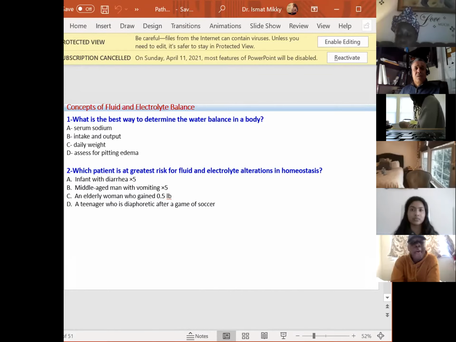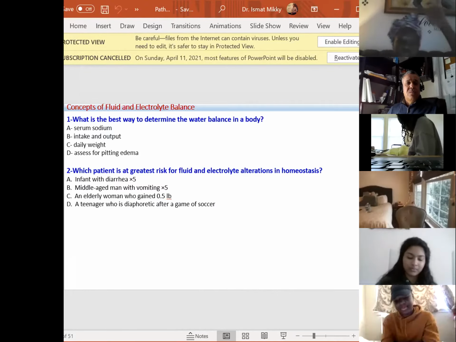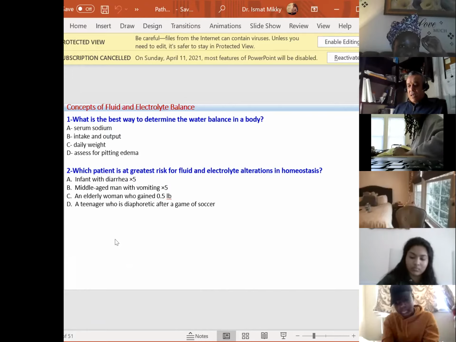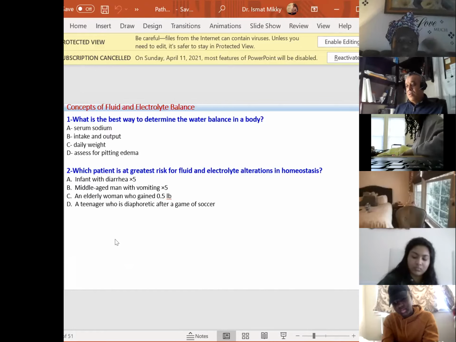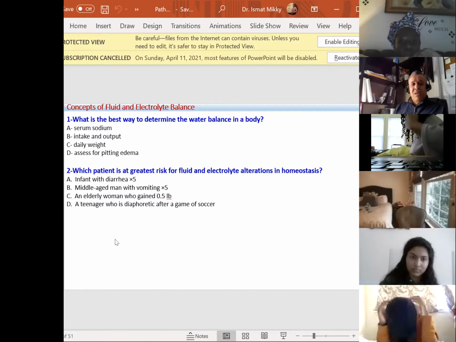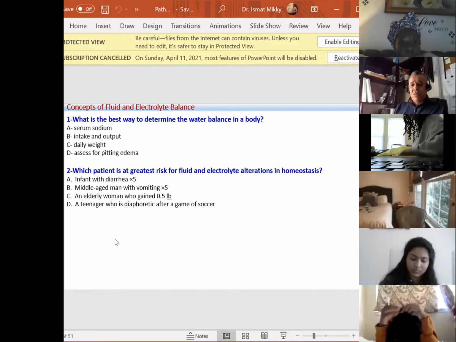Okay, so who wants to volunteer answering the first question? Serum sodium, I think. So can we read the question first and then answer it? Yes, it says, what is the best way to determine the water balance in the body? Serum sodium? Okay, any other answers? When we answer the questions, it's better that we give rationales so we can understand the concept behind each question.